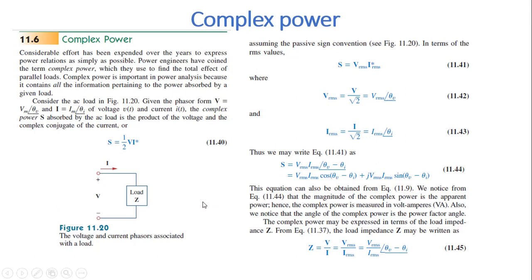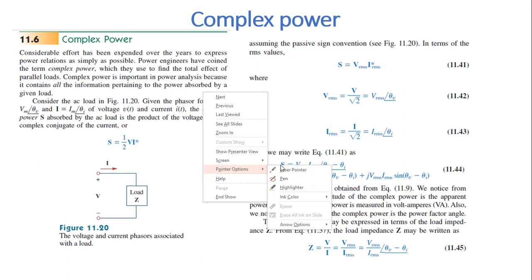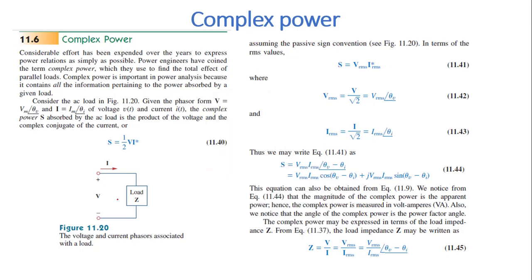So here, first let us consider the circuit. We have a load device which has an impedance of Z. Let us consider a fan, which has an impedance Z. We are connecting it to a supply, that is a voltage supply, which is V. From this supply it acquires a current I, so that this fan will operate. So we are going to discuss the complex power involved here.